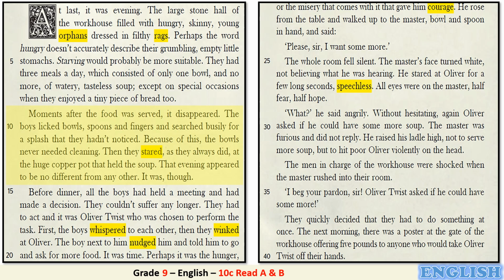That evening appeared to be no different from any other. It was, though. Before dinner, all the boys had held a meeting and had made a decision. They couldn't suffer any longer. They had to act, and it was Oliver Twist who was chosen to perform the task. First, the boys whispered to each other. Then they winked at Oliver. The boy next to him nudged him and told him to go and ask for more food.